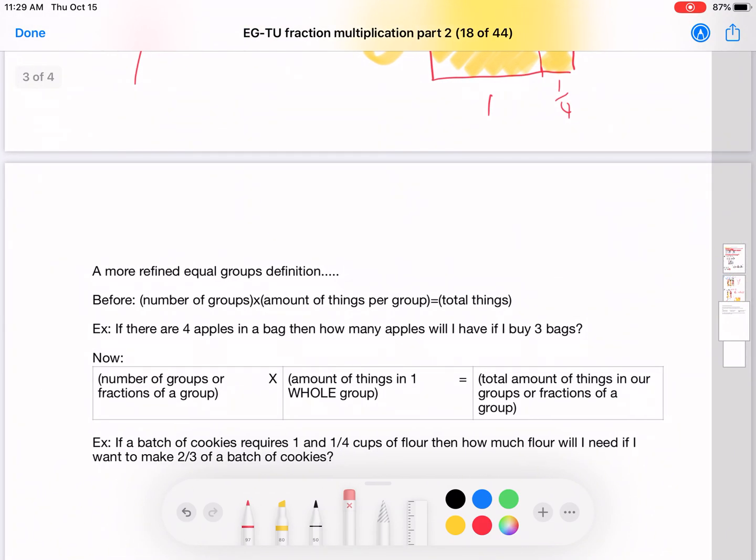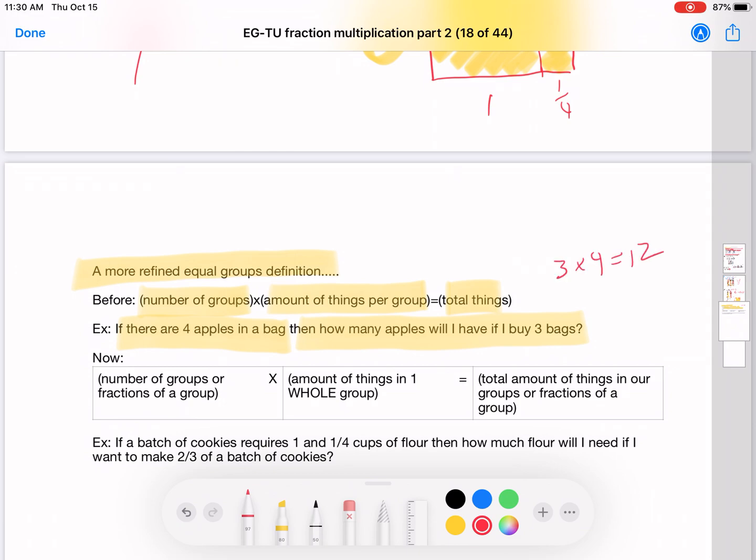Let's come up with a more refined equal groups definition. So before, we did number of groups times things per group equals total things. For example, if there's 4 apples in a bag, and how many apples will I have if I buy 3 bags? That is 3 bags times 4 apples per bag equals 12 total apples.